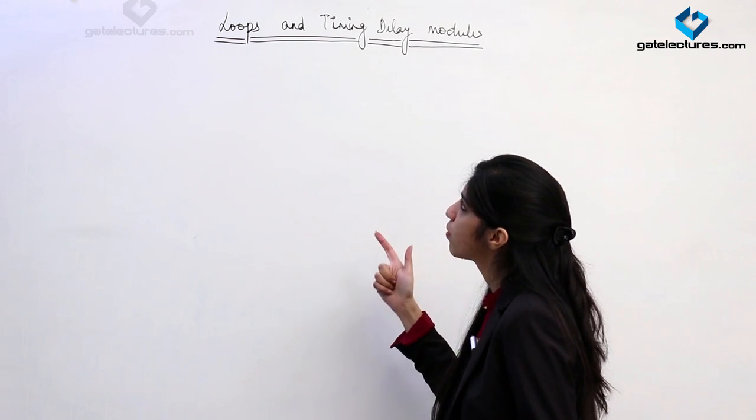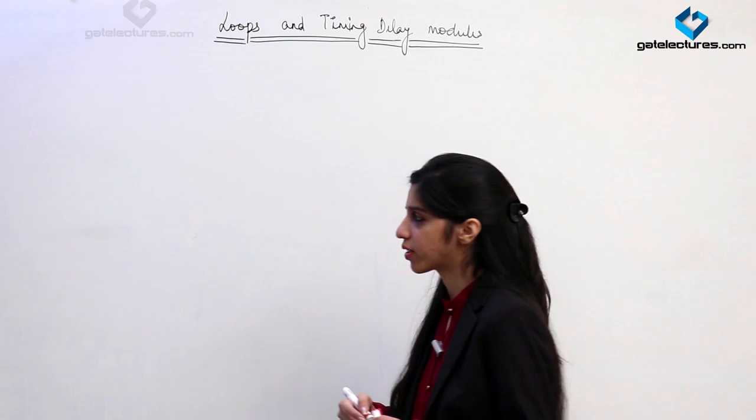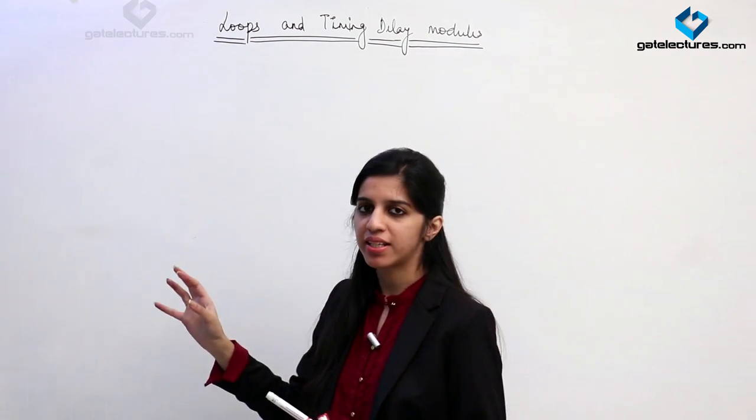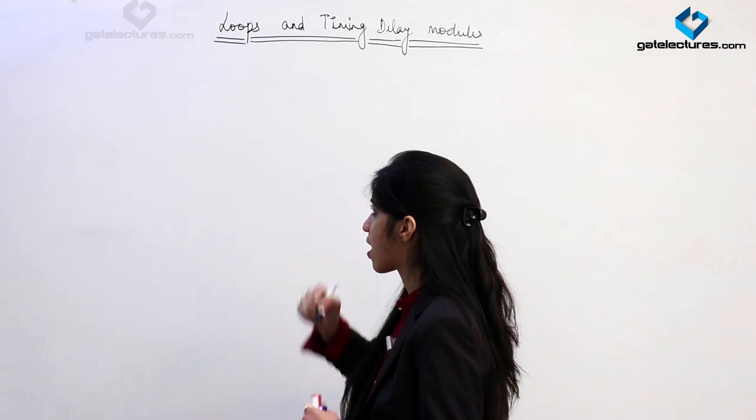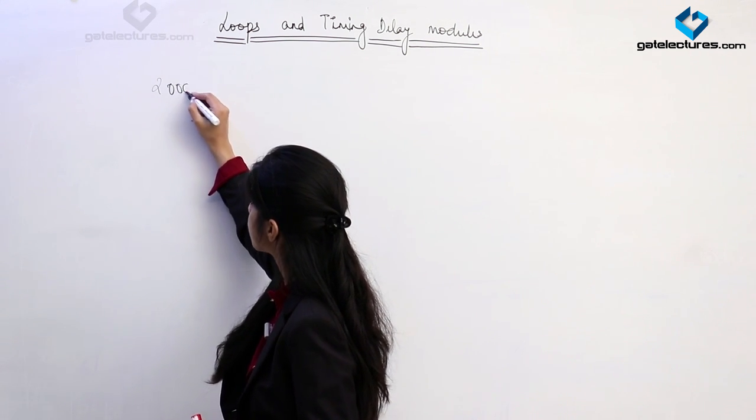Okay, so now we are going to look at loops and timing delay modules. We're just going to see how loops are working. For this purpose, we're taking a very simple program to start with. Suppose there's a program which starts with memory location 2000.